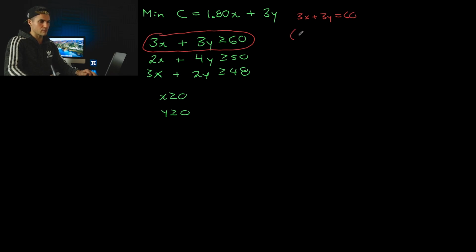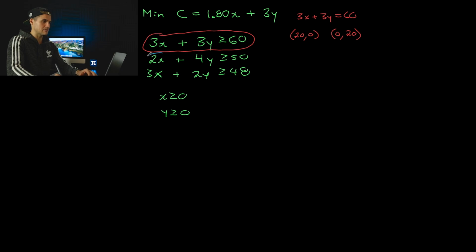So if we're solving for our x-intercept, plug in 0 for y. So we'll have 3x equals 60, divide both sides by 3, we get 20. So 20 and 0 is the x-intercept. Same thing for the y-intercept, right? Because if we plug in 0 for x, 3y equals 60, that means y is equal to 20, like that.